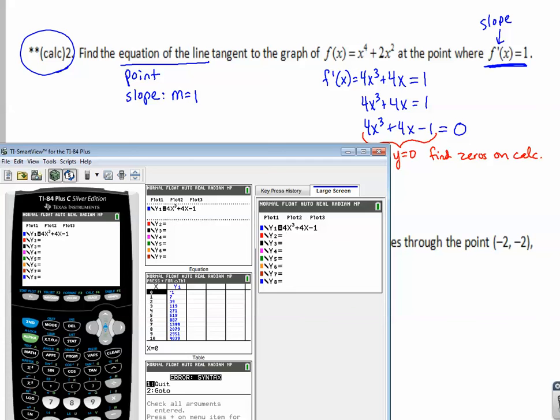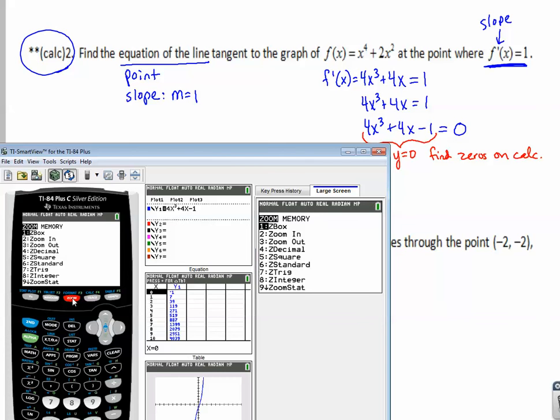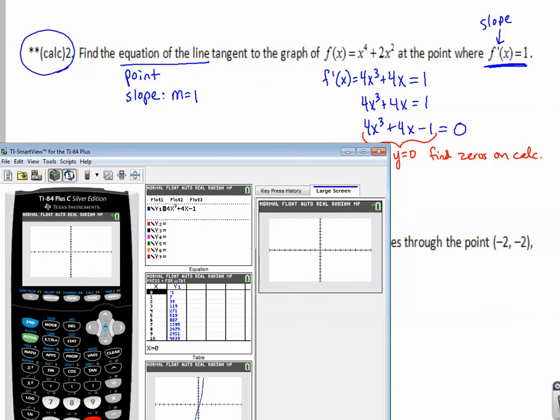So here I've plugged it into y equals. I'd like to look at a graph, but I like to do zoom standard to start. So 6, zoom 6. So we get a standard picture right there, and it's graphing it right there.